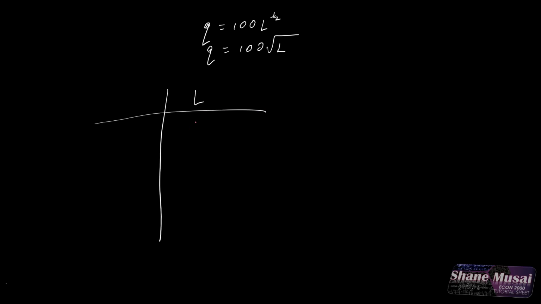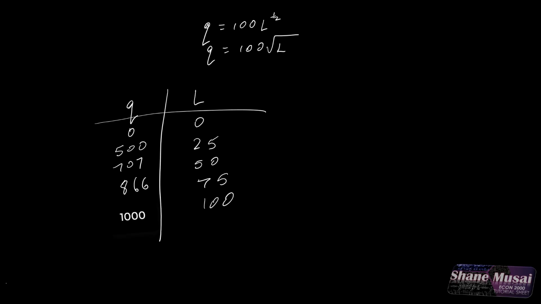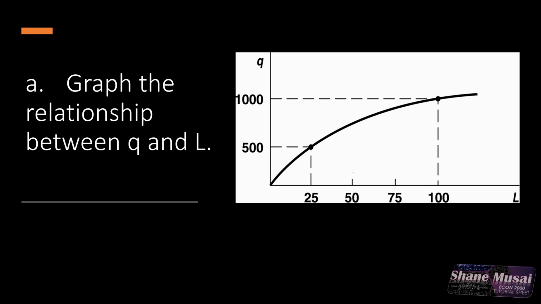So for L, let's take values 0, 25, 50, 75, 100, and if we calculate the corresponding values for Q given these values of L, you just substitute these values into this equation here, then you would get 0, 500, 707, 866, and 1000. And you could use these sets of points and plot your graph for part A, and the graph should look like this.